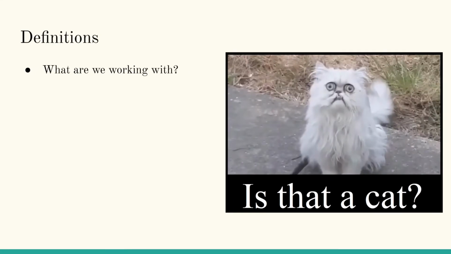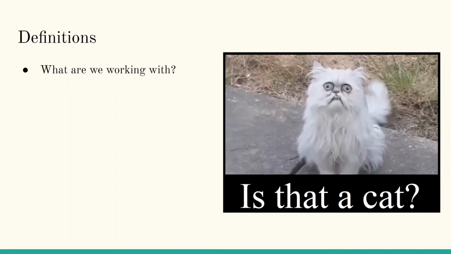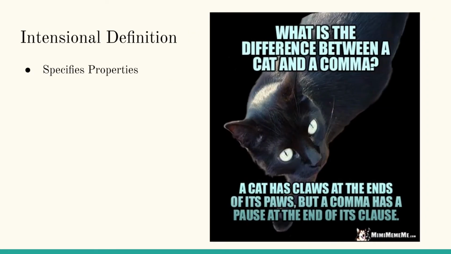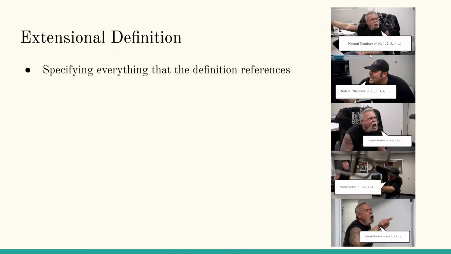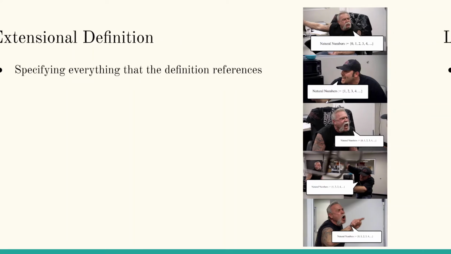When talking to someone about anything, how do we know what they are describing? We refer to the definition of their subject, a definition which can come in many forms. An intensional definition specifies some properties that the object has. An extensional definition specifies every object the definition references.